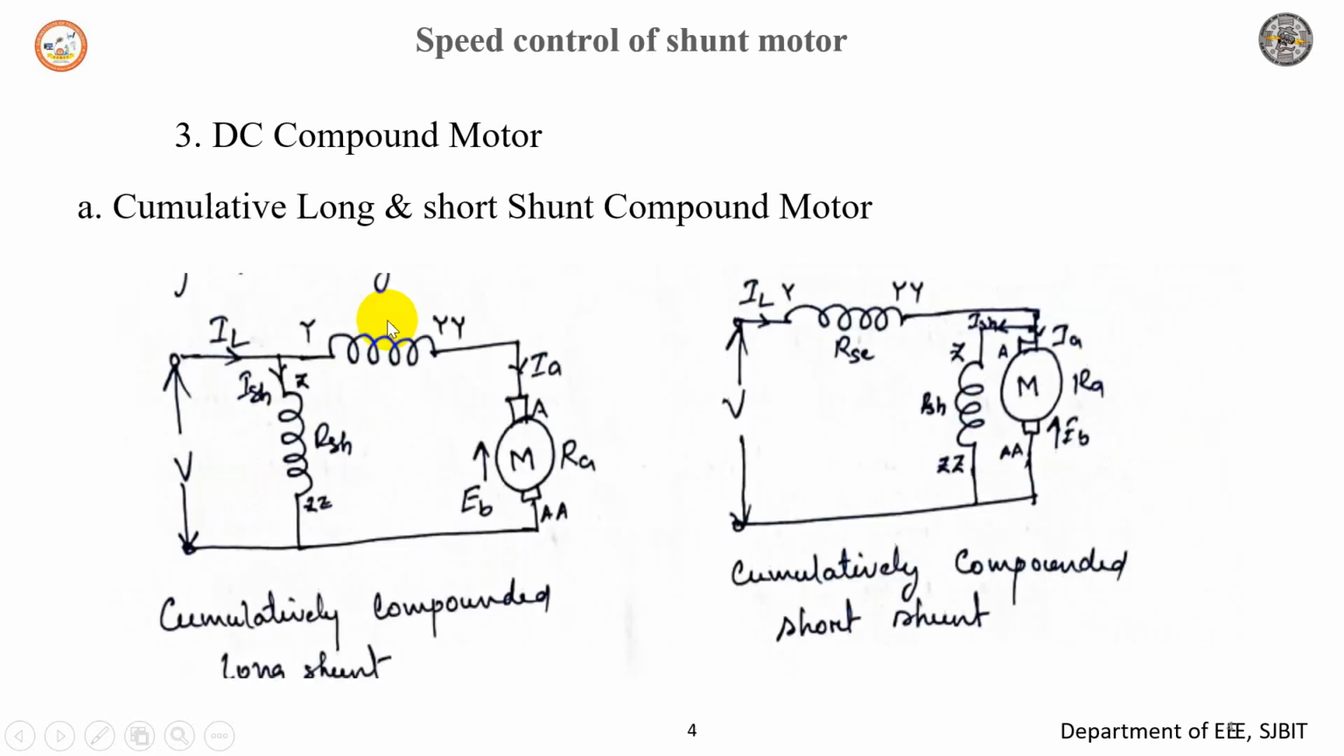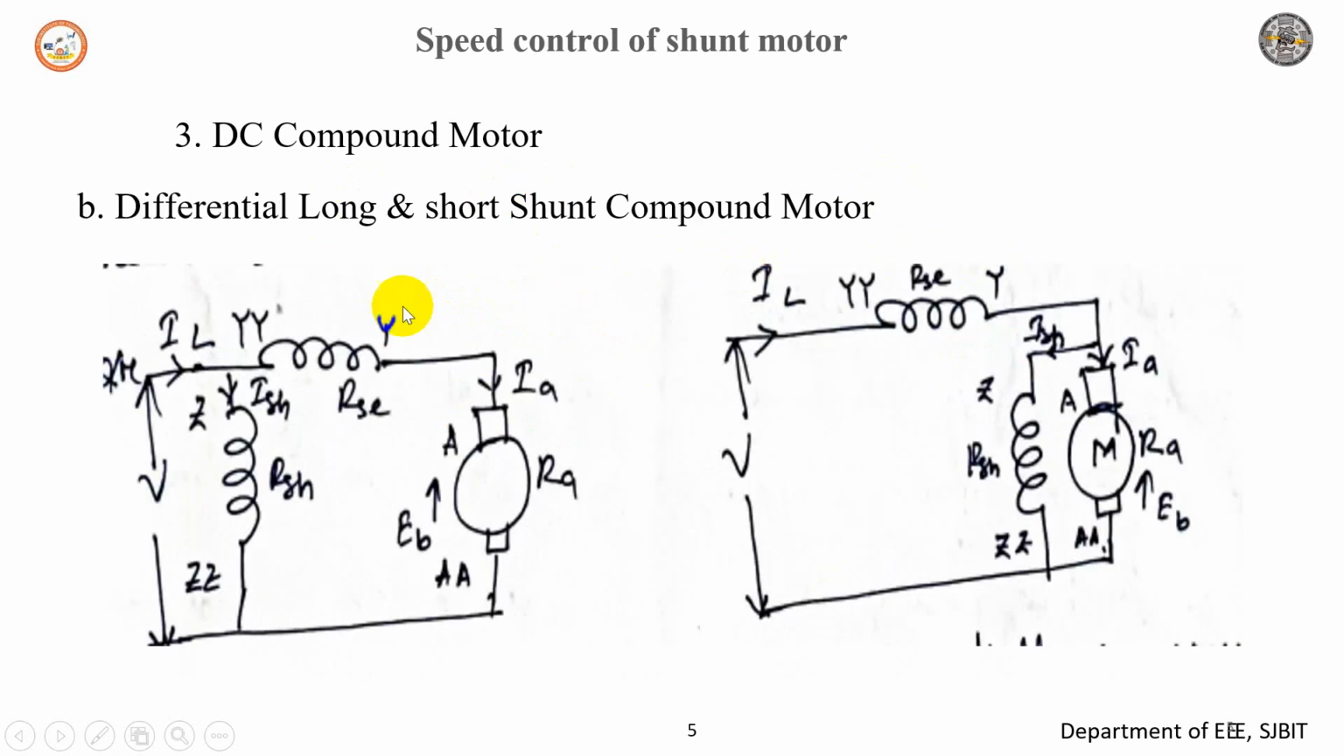Earlier, if you look, the terminal was connected in a certain way to the armature in both the long and short shunt cumulative compound motor. In differential, the terminals of this are changed. That means if you have to produce a difference in the flux produced in the series and shunt windings, then we just have to reverse the terminals of this series field.